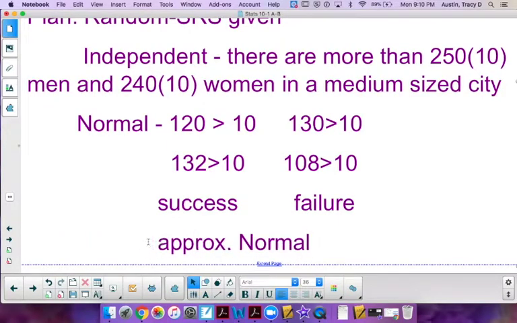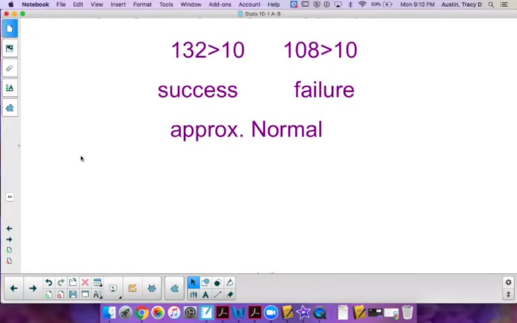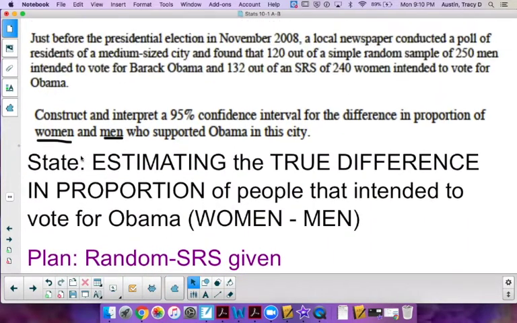Which is why we're not allowed to say something is normal. We're allowed to say it's approximately normal unless we're told it's normal. Okay, so now we got to do the do. All right, so the difference in the statistics.